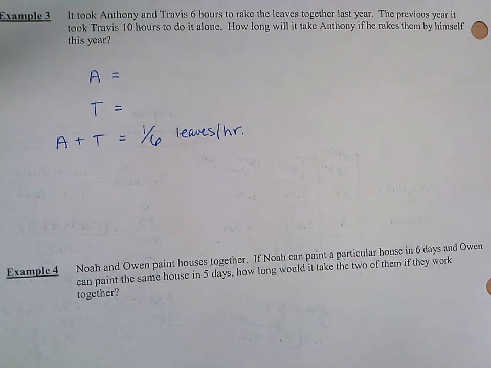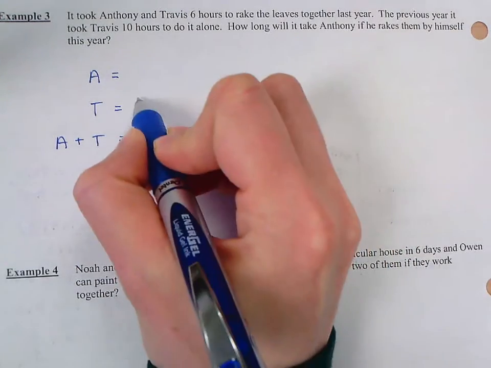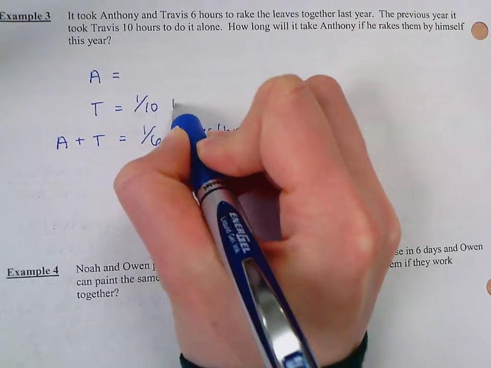Okay, so then for Travis, it says the previous year it took Travis 10 hours to do it alone. So if it takes Travis 10 hours, then each hour he's completing 1/10. So Travis's rate is 1/10 of the leaves per hour.